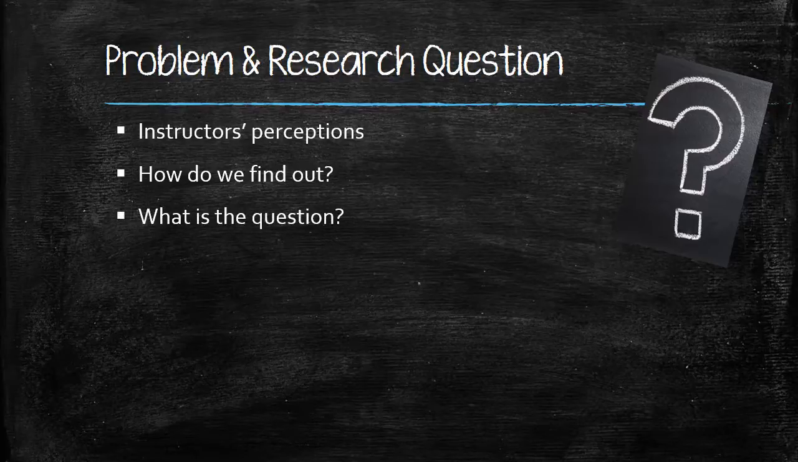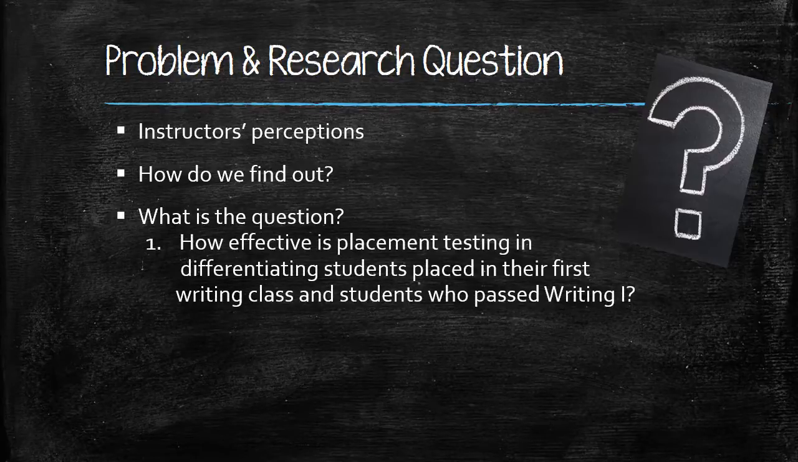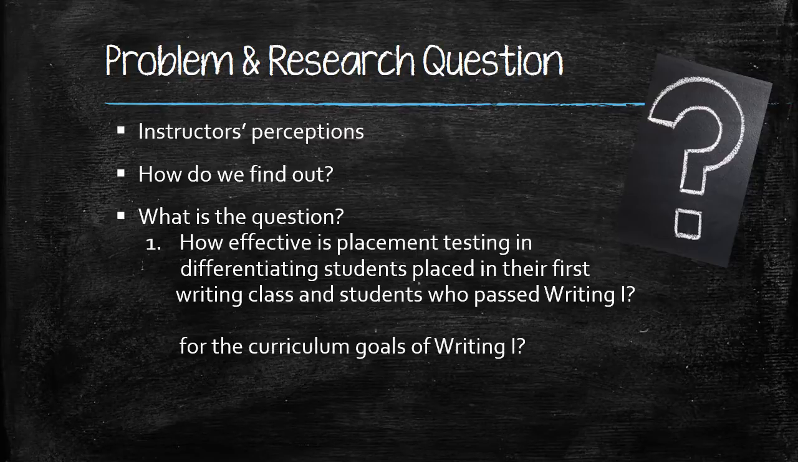So what is our question? Well, actually, we realize we have three questions. First, how effective is placement testing in differentiating students placed in their first writing class and students who passed Writing 1? In other words, are students being placed at the right level to begin with?